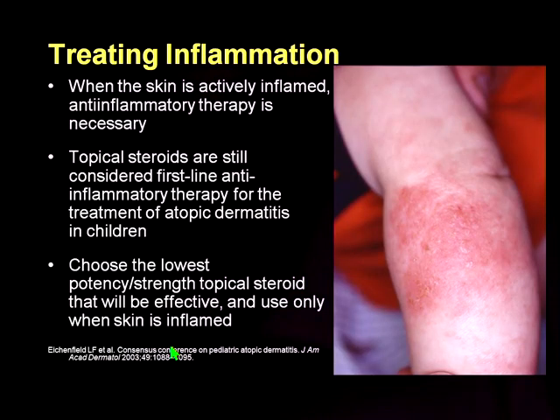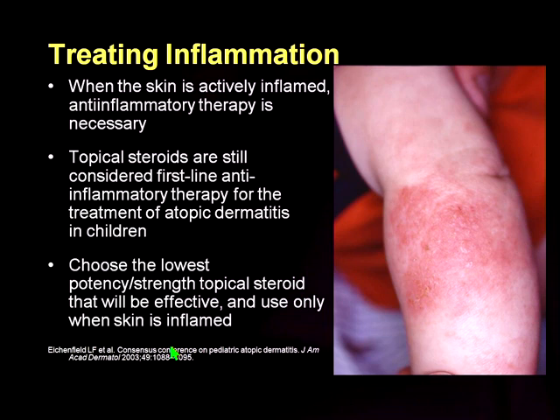Okay. So, unfortunately, when there is a great degree of inflammation, you cannot really treat that without using a specific medicine that's going to diminish the inflammation. So you can moisturize and it's going to make it better, but it may not be enough to make the inflammation resolve completely. So first-line therapy for the inflammation in atopic dermatitis is going to be using topical steroids.